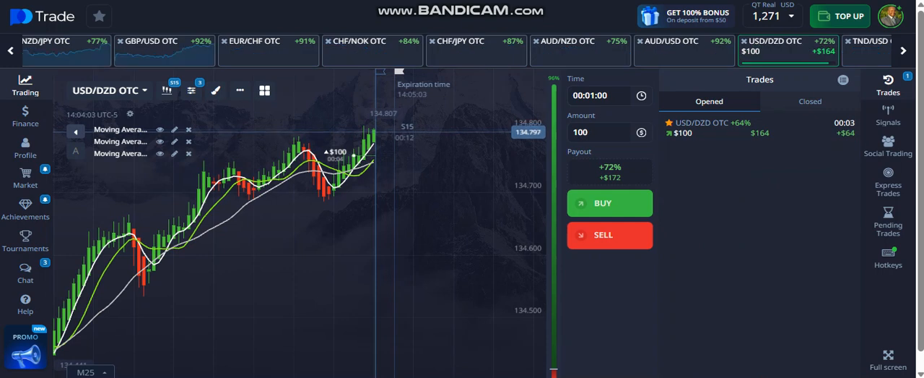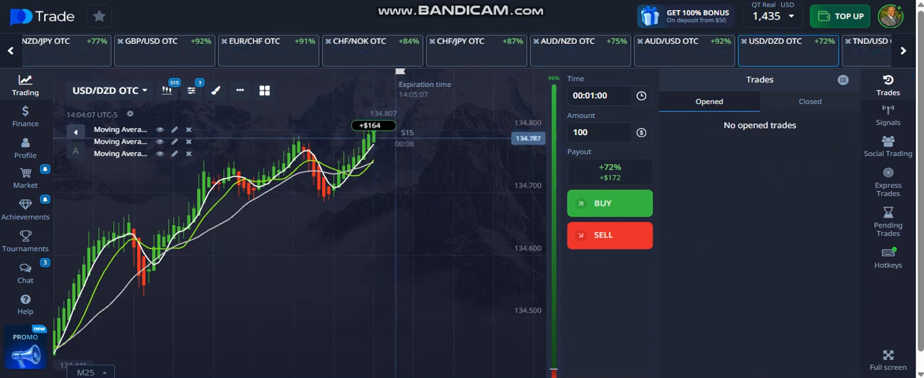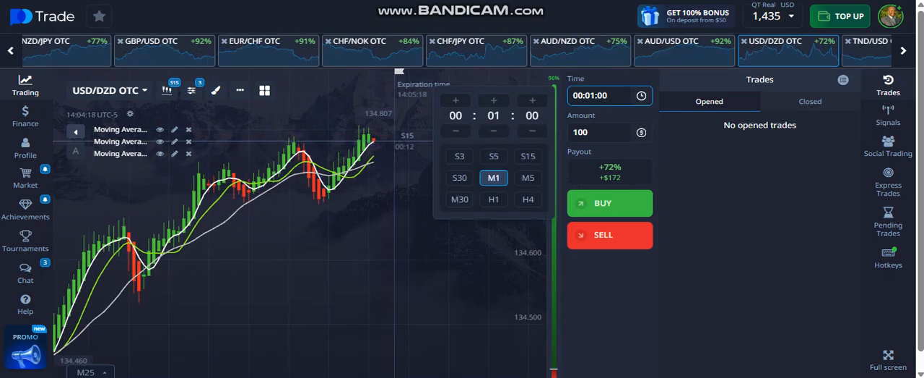So let's see, we have about 5 seconds left. And that's one of the things you have to be aware of. Sometimes the timer, for some reason, went back to 1 minute. So let's keep an eye on that timer. The second time I made that mistake, but this time we won the trade.